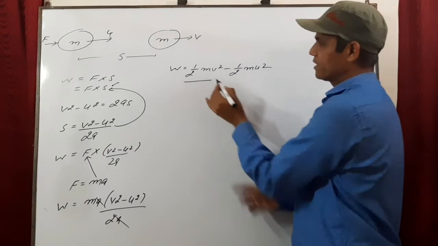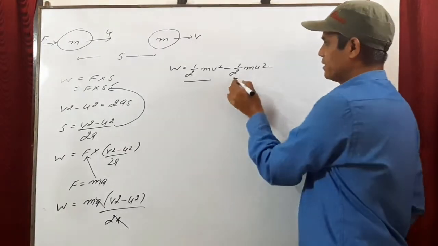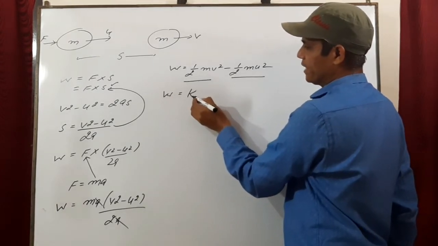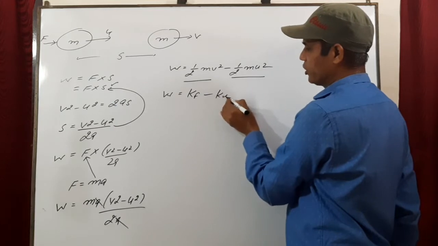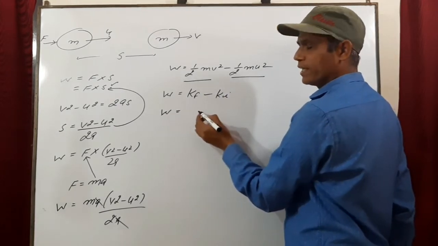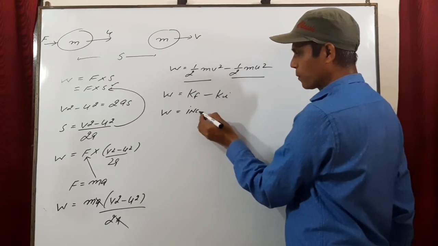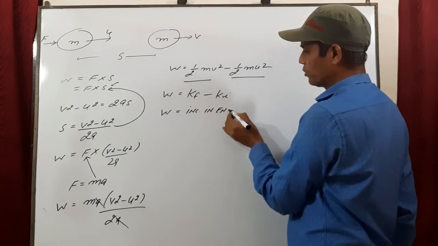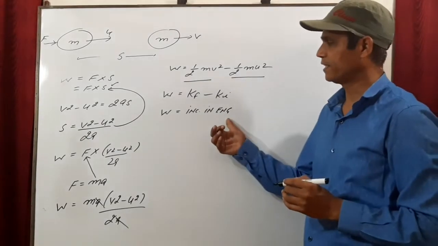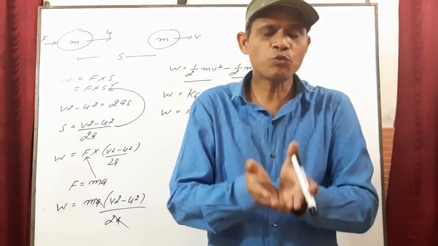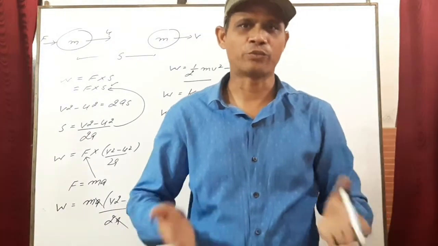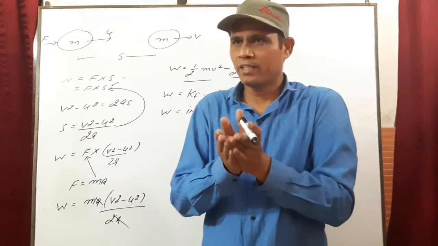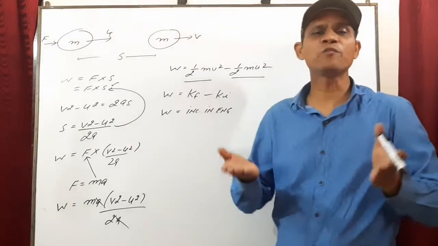Here, as you can see, this is the final kinetic energy of the body and this is the initial kinetic energy of the body. So you can write work done is equal to kinetic energy final minus kinetic energy initial, or you can write that the work done is equal to increase in energy. So this is nothing but the proof of the work energy theorem. The next topic we are going to discuss today is the difference between kinetic energy and potential energy.